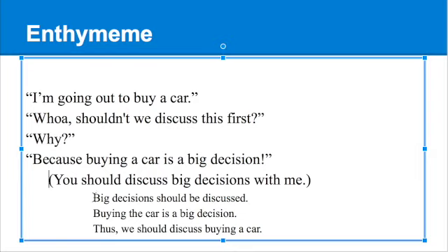So if we paused their conversation and wrote this out as a deductive argument, we would write, big decisions should be discussed. It's a general rule. People should follow that rule. It's common courtesy, right? In this specific case, buying a car is a big decision. Now, he wants to go out and buy a car, so this is a case in which the rule applies, right? We should discuss buying a car.